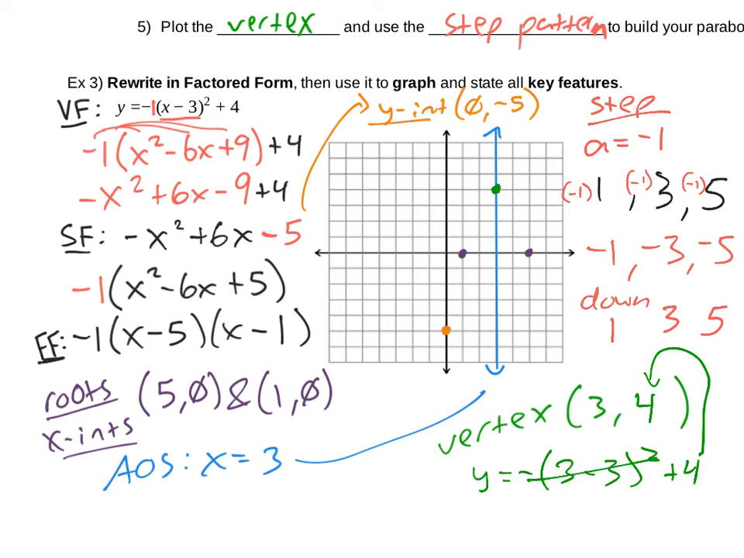So go to our vertex and see if it holds true. Down 1 over 1 gives me a coordinate right there. Down 3 over 1 lands me on my roots. You can do the same thing in the other direction. If I go down 5 over 1, I land on my y-intercept over there.